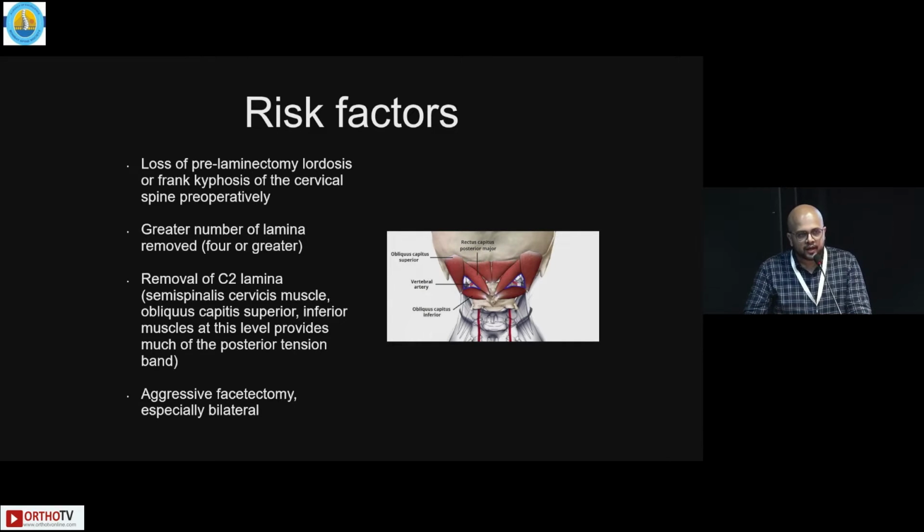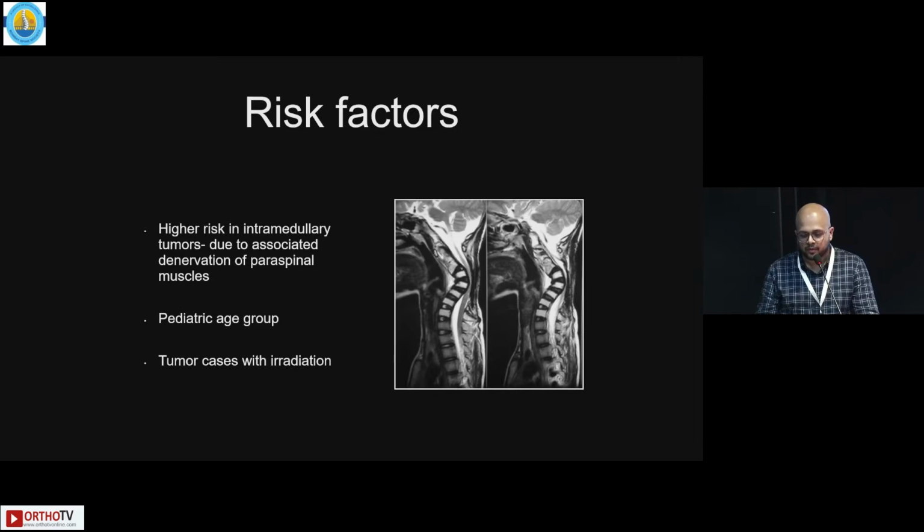In terms of risk factors, patients who are predisposed to post-laminectomy kyphosis include those with a pre-existing neutral alignment or a pre-existing kyphosis, extensive laminectomies wherein 4 or more laminae are removed, laminectomy that goes to C2, which has the most important attachments of the posterior band, and aggressive facetectomy, particularly when both sides of the facets are removed. There is a higher risk in intramedullary tumors, as was seen in our case.